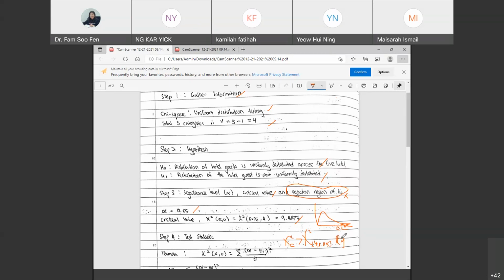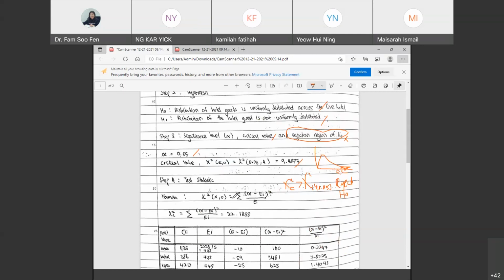Follow the image I sent in the WhatsApp. Reject H0 now. Okay, so only you get this one. Okay, step 4, test statistics. So this is the formula.